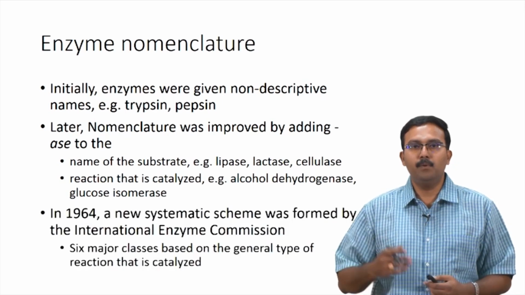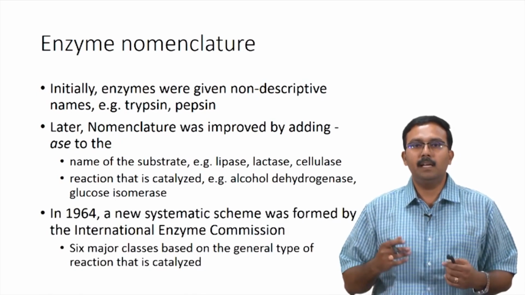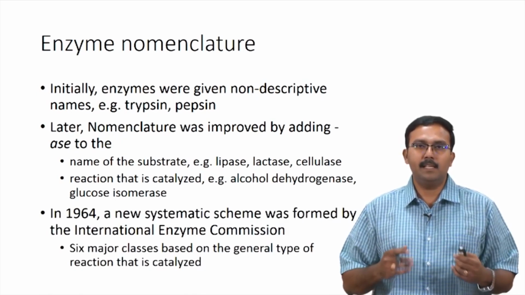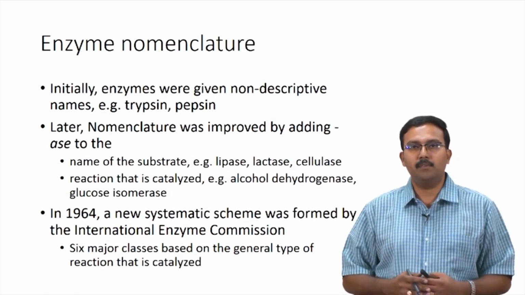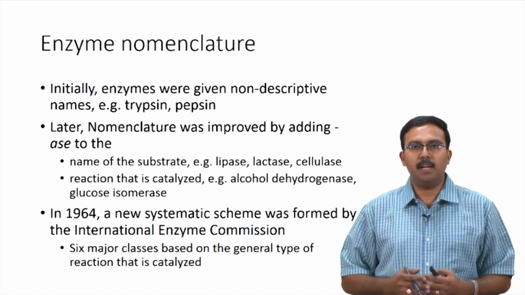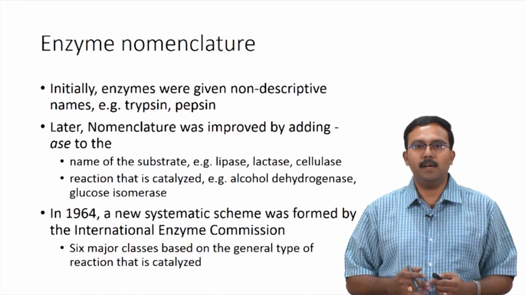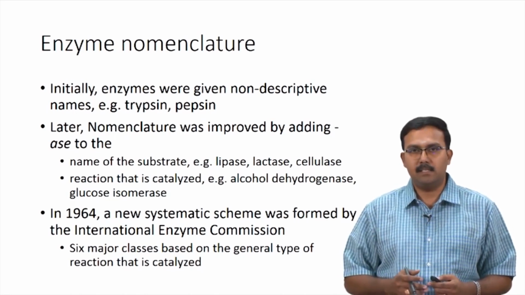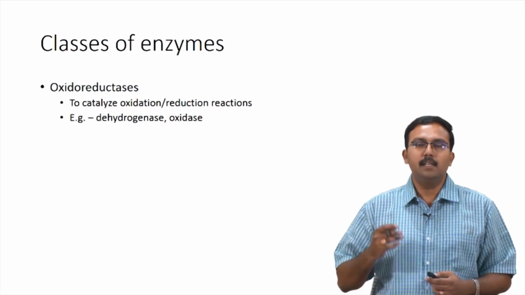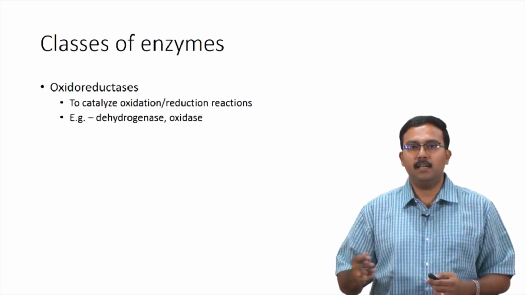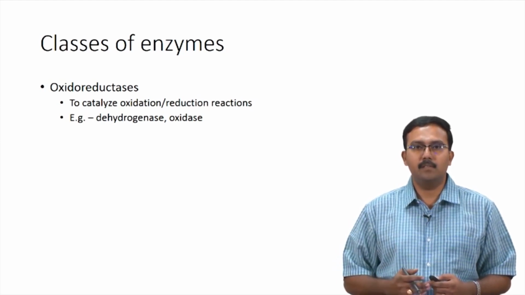This was further improved in 1964 when a new systematic scheme was formed by the International Enzyme Commission. The enzymes were classified under 6 major categories, and within that there were sub classifications. We will not go into the sub classifications, but we will give the 6 major classifications, which were defined based on the reaction they catalyzed. The first would be oxidoreductases. These enzymes catalyze oxidation and reduction reactions. Examples would be dehydrogenase or oxidase.